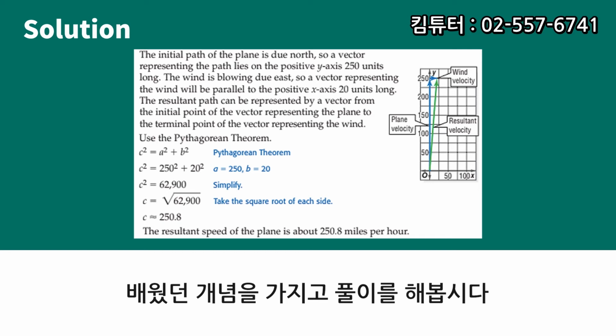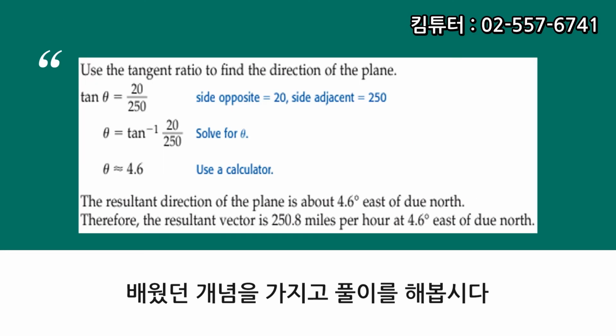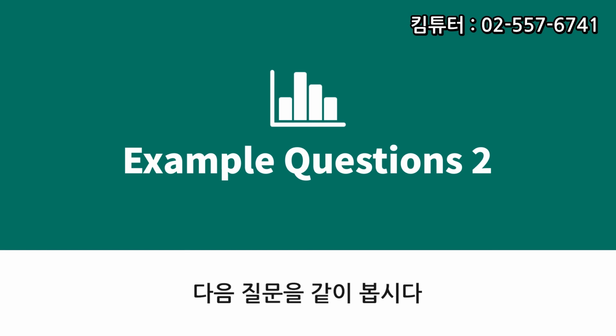So simply, we just have to use the Pythagorean theorem, c squared equals a squared plus b squared, and input a as 250 and b as 20. When we simplify this and take the square root of each side, we are able to get the answer, which is 250.8 miles per hour. Next, we have to use the tangent ratio to find the direction of the plane. Because tangent theta is 20 over 250, we are able to use the inverse of this to find 4.6 degrees east of due north. Next, let's take a look at another example question.